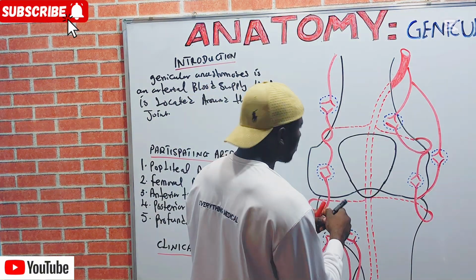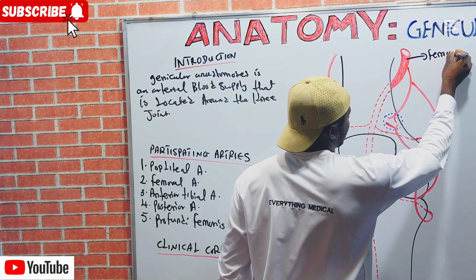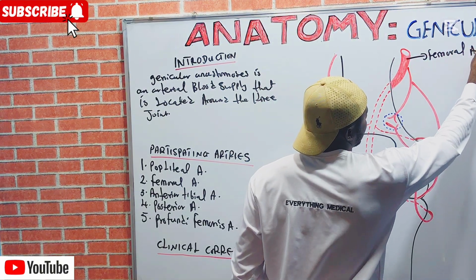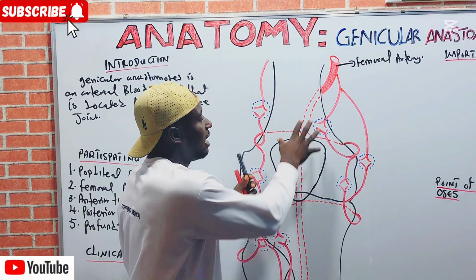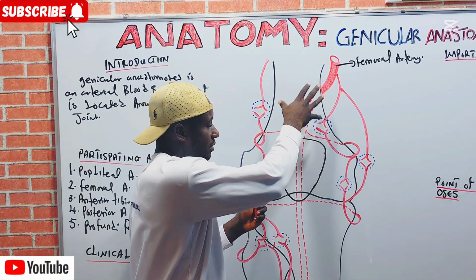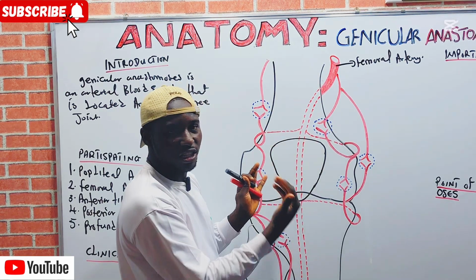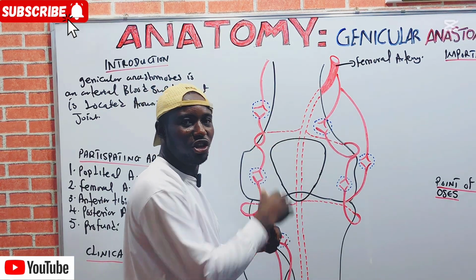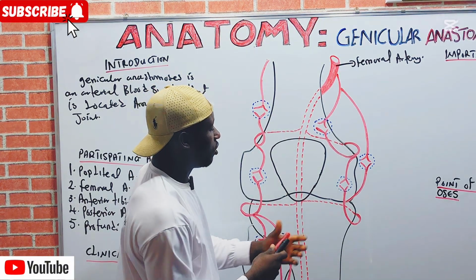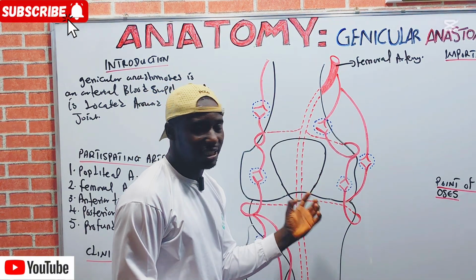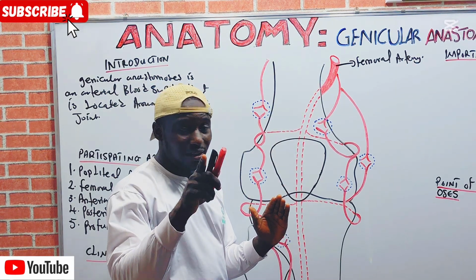Now watch. This is our femoral artery. Why are there dotted lines here? Because the arteries are not seen anteriorly. They are seen at the posterior aspect of the knee. Those that are not represented with the dotted lines are seen at the anterior aspect of the knee joint. That is an important clarification.